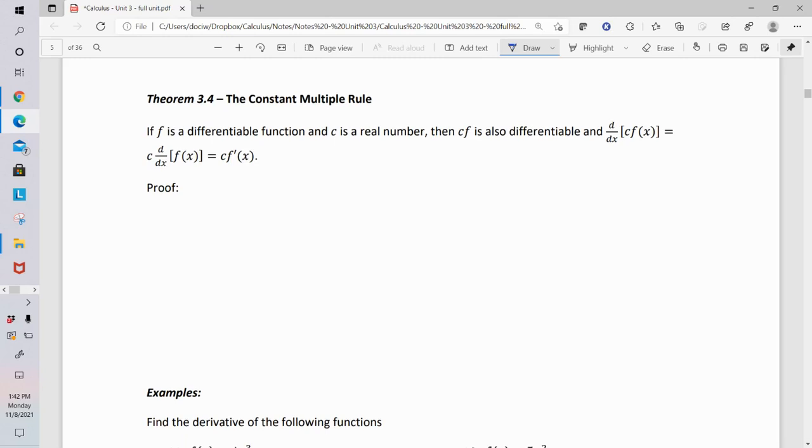Okay, so now we have the constant multiple rule. We've got a proof here. I'm not going to really do the proof at this point. We could do the proof, but basically what I'm going to say is we're going to go back to the derivative is based on limits.